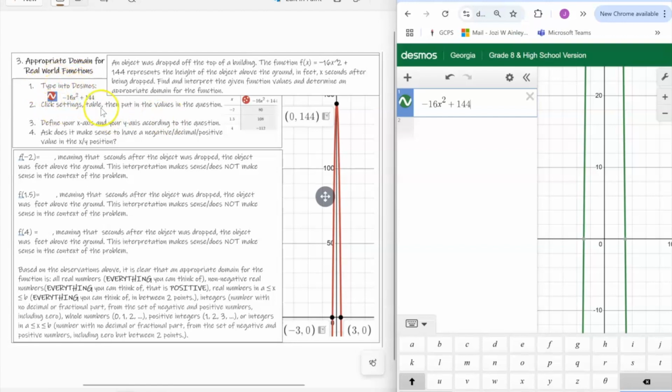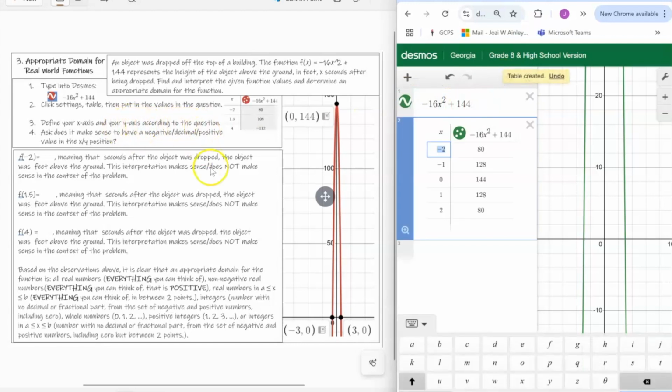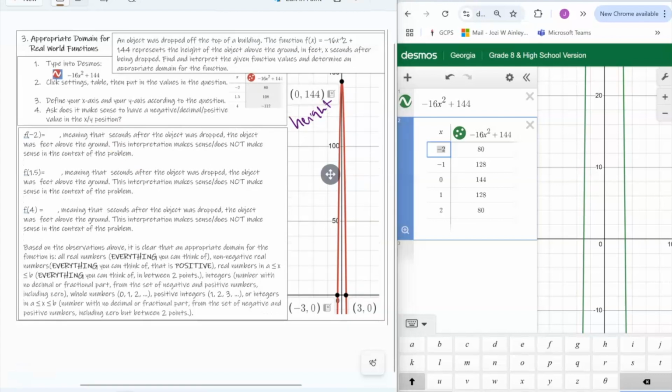So it says type it into Desmos, click settings, make it a table, define your x-axis and y-axis according to the question. So let's read it. An object is dropped off a building. Just imagine it starts somewhere and it's dropped off. As I drop it off, it comes down until it hits the ground. Can it go below the ground? No, it cannot. And that's the real world portion of it. Your graph goes below the ground, but the object cannot go below the ground. All right, so 144 represents the height of the object. Okay, so the y-axis is height, and the x-axis is x seconds after it's dropped.